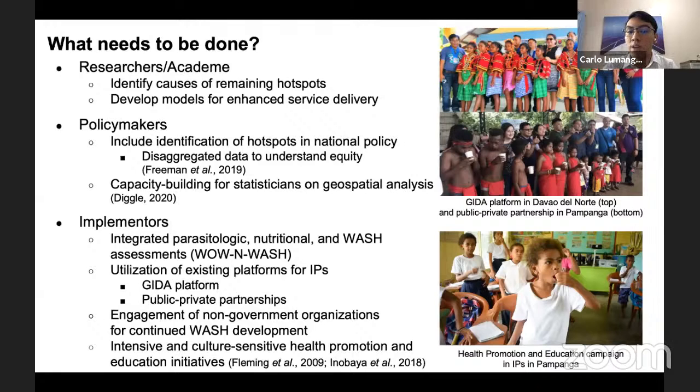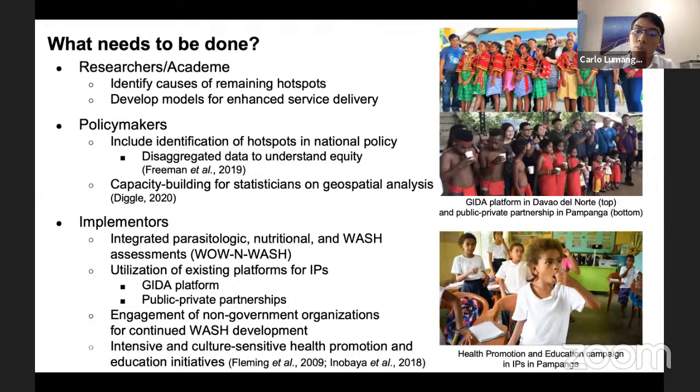Our studies were also able to provide models for the use of existing platforms for collaboration, such as the existing public-private partnerships in one area and the GIDA platform in another, to develop approaches aimed at improving intestinal helminthiasis control and achieving desired health outcomes in these marginalized groups. Engagement of organizations outside the government and the private sector must also be done for continued WASH investment and development. Lastly, intensive and culture-sensitive health promotion and education initiatives must be conducted to improve sanitation and hygiene practices, increase compliance to treatment, and promote participation in other SDH control activities.